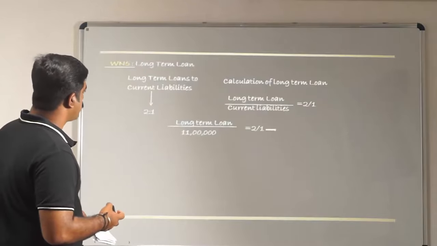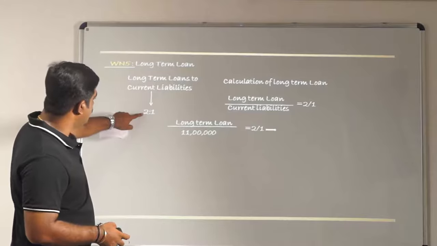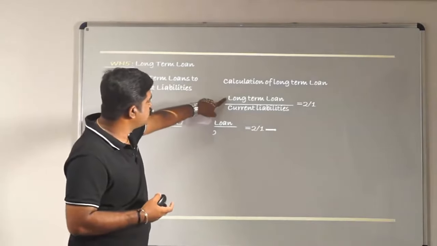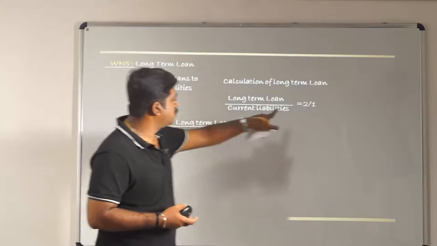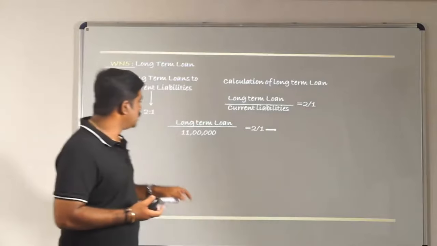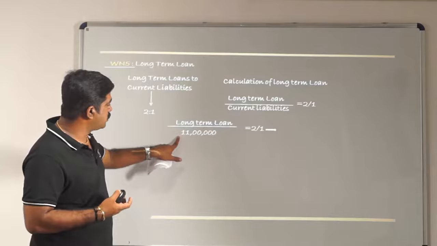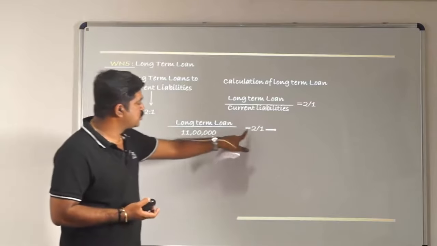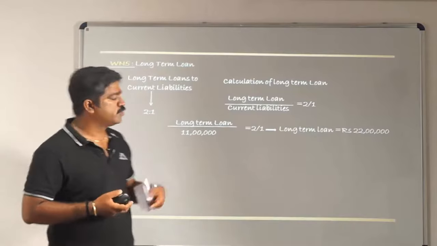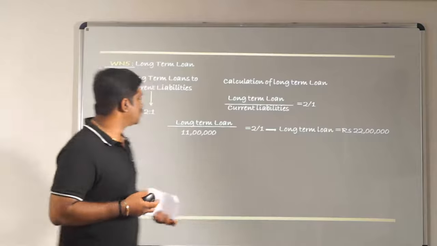So the question says long-term loans to current liabilities are 2:1. It means when you make it as a formula, you will write long-term loan in the numerator and current liabilities in the denominator, and this is equal to 2:1. So you can say it is 2. We'll write that long-term loan divided by current liability, that is 11 lakhs, is equal to 2:1. So simply do the cross multiplication and you get long-term loan is 22 lakhs. So that's how we find the long-term loans.